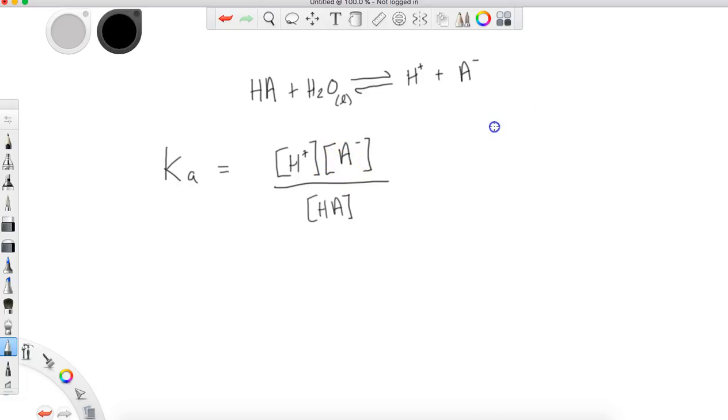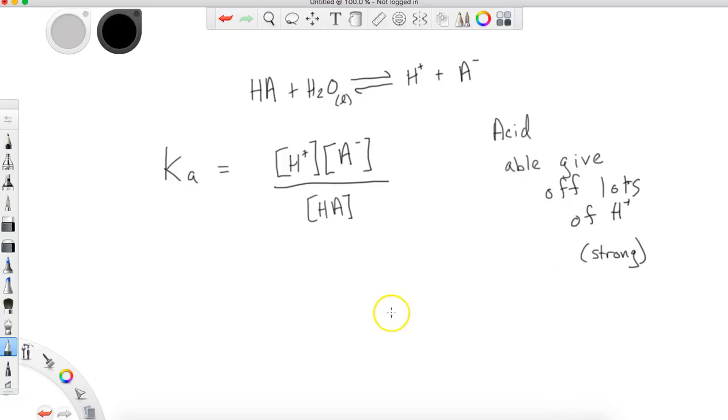So let's think about what makes something an acid. Well, we said an acid is something that can give H plus in solution. So if an acid is able to give off lots of H plus, we're going to, in a relative term, call that a strong acid, right?